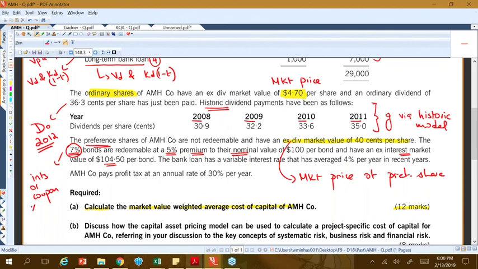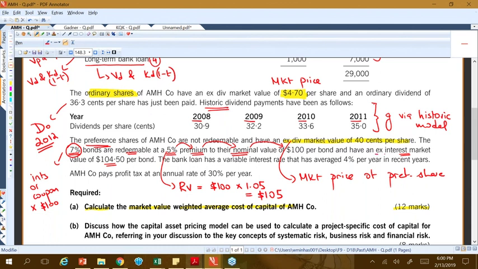And remember, interest of the coupon is always applied on the par value, which on our paper is always $100 for the debt. They are redeemable at 5% premium to their nominal value, which is $100. So that means the redemption value is $100 into 1.05, which is $105. So they are redeemable at 105, a 5% premium to their nominal value. So we'll just add that 5% onto the nominal value, which we know is always 100.